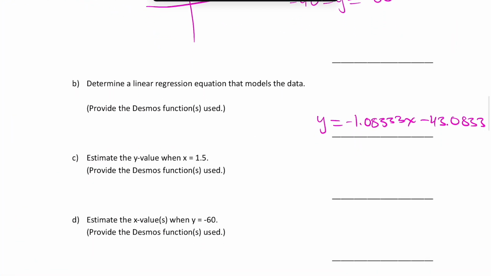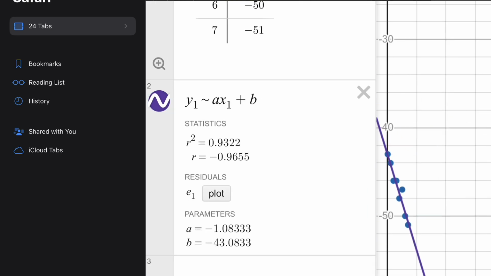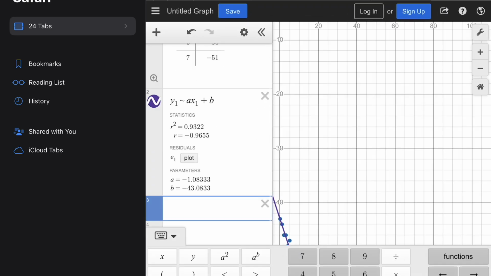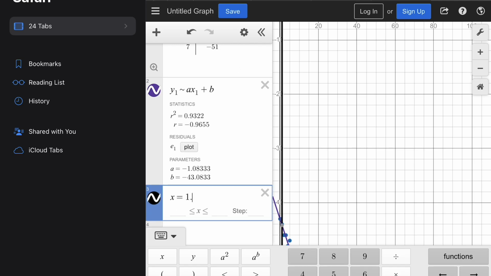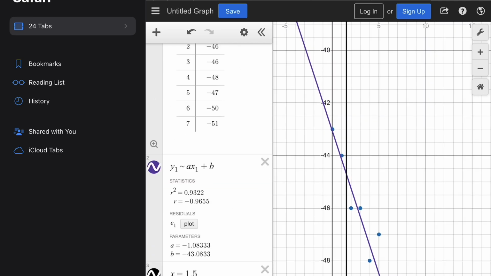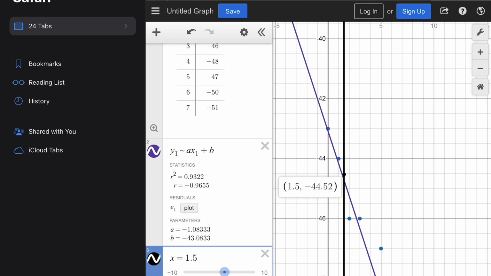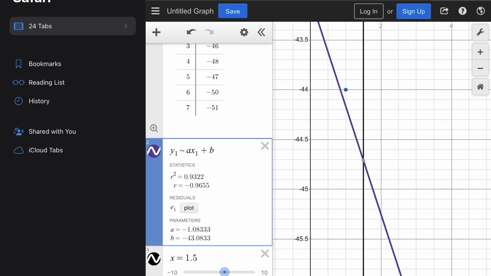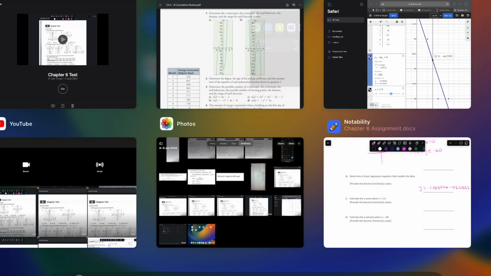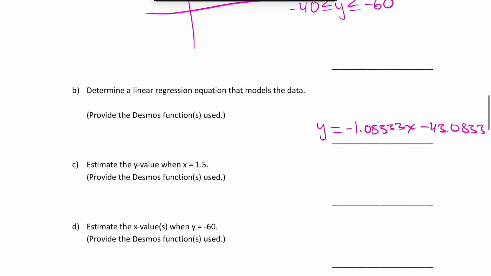And then estimate the y value when x equals 1.5. Come over here. Okay, I'm being called for dinner, so I'll finish this video, but I'll splice it together so it's the same thing. Don't even stress. When does this intercept? Negative 44.708. And they've just rounded that because it says estimate, so it doesn't have to be exact. They've rounded to negative 45.